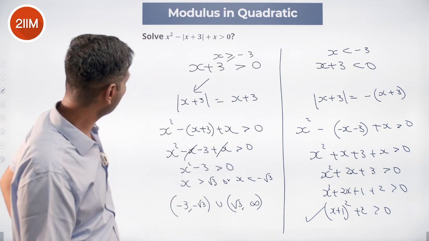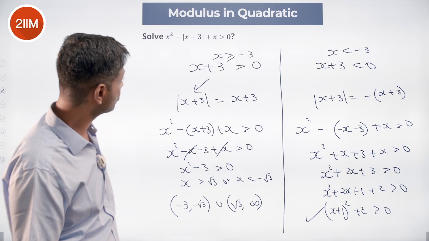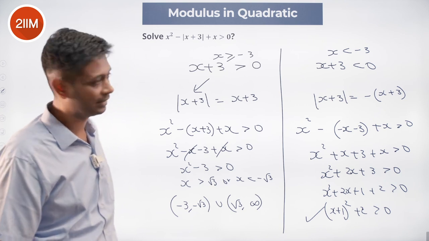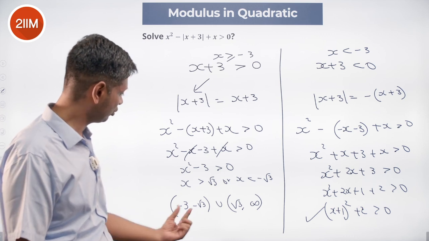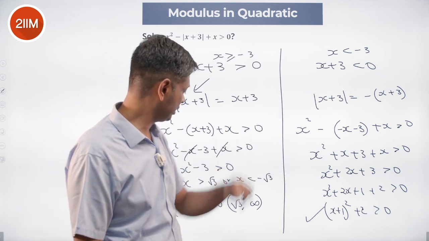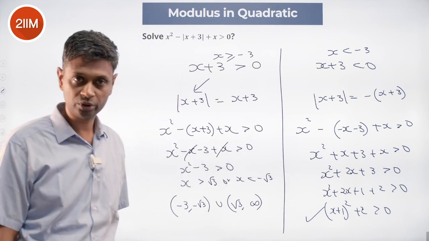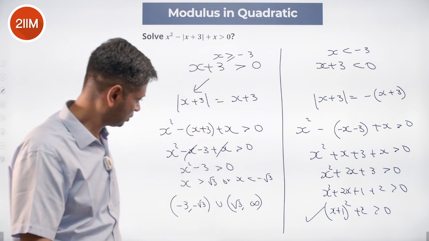When x is less than minus 3, x square minus modulus of x plus 3 plus x is greater than 0. When x is greater than or equal to minus 3, it just holds good at this range. So x goes from minus infinity to minus 3, minus 3 to minus root 3, root 3 to infinity, that is the overall range. Super.